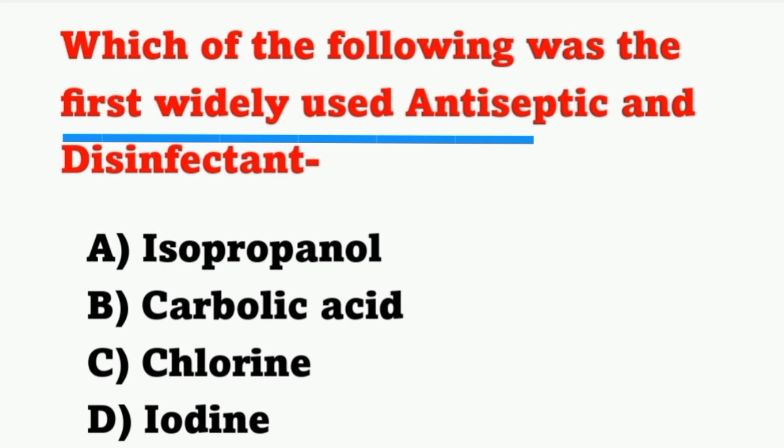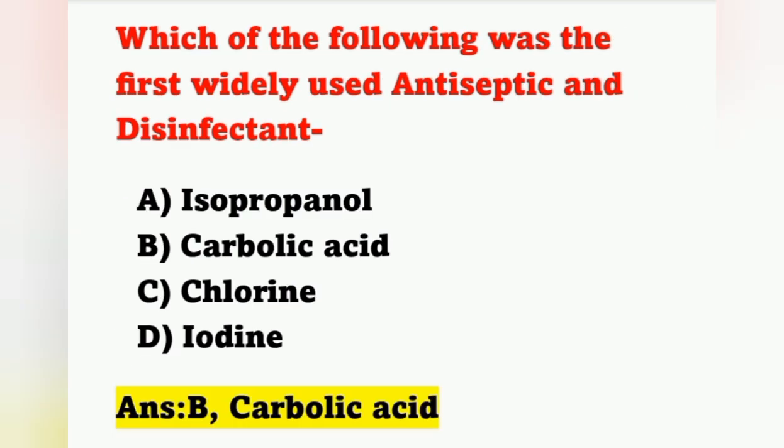First question, which of the following was the first widely used antiseptic and disinfectant? Options: option A isopropanol, option B carbolic acid, option C chlorine, option D iodine. Our question, among these options, which one was the first widely or most commonly used antiseptic and disinfectant? And the correct answer is carbolic acid. Option B is the correct answer.